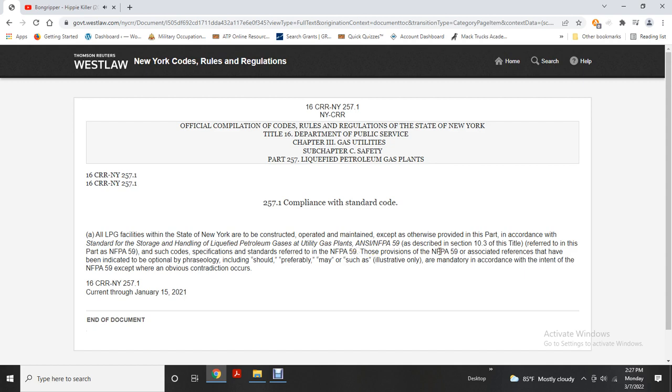The provisions of the National Fire Protection Association 59 and associated references that have optional phraseology, such as should, preferably, may, or such as illustrative only, are mandatory in accordance with the intent of the National Fire Protection Association 59, except where obvious contradiction occurs.